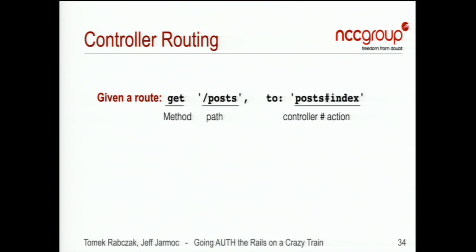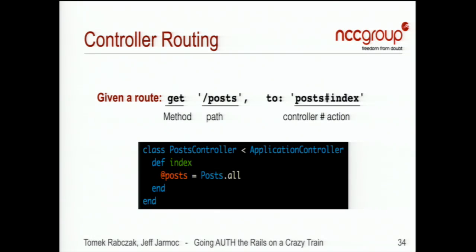All right, so jumping into controller routing, we previously talked about the routes file. This is an example route that you'll see in routes.rb. It's pretty straightforward. You're given the HTTP method, the path that a user would actually navigate to, and then what controller and action that points to.